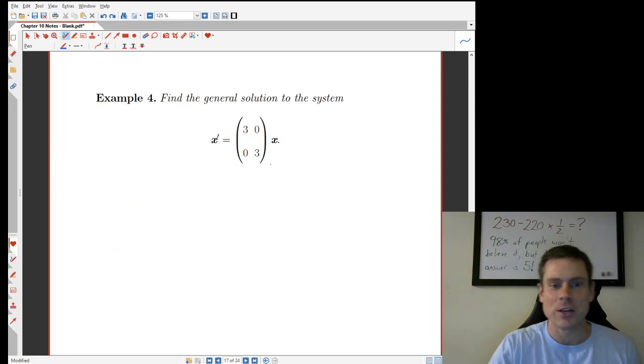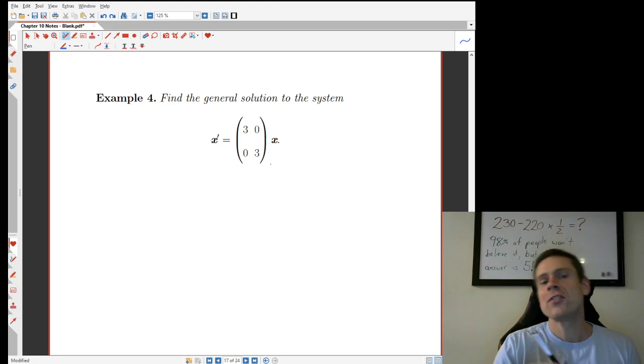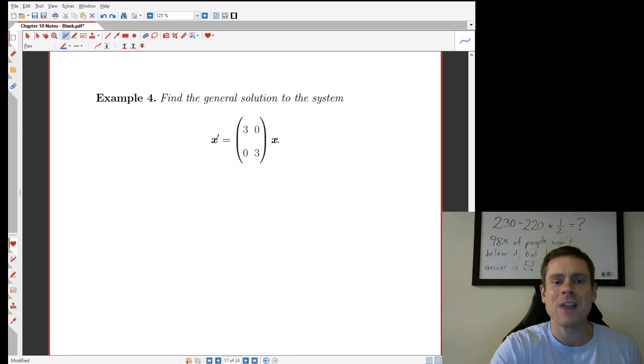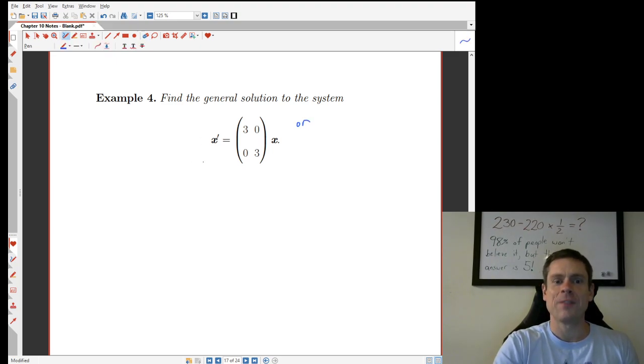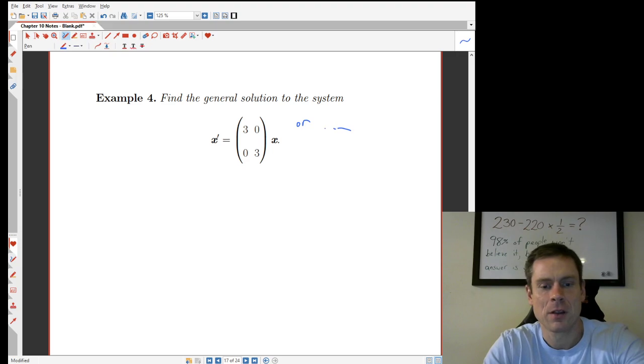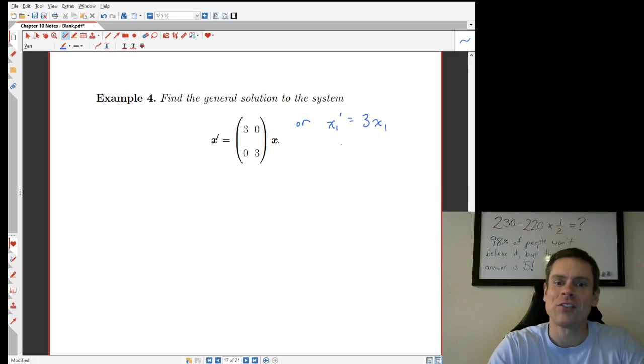We're going to deal with this equation right here. So x prime equals the matrix [3, 0; 0, 3] times x. And I want us to start by outlining what this equation is really saying. If I remind you that x prime is two dependent variables, and x is just two variables, x1 and x2, what this literally says is the following. If I read across the top, I have x1 prime equals 3x1. If I read across the bottom, I get x2 prime equals 3x2.